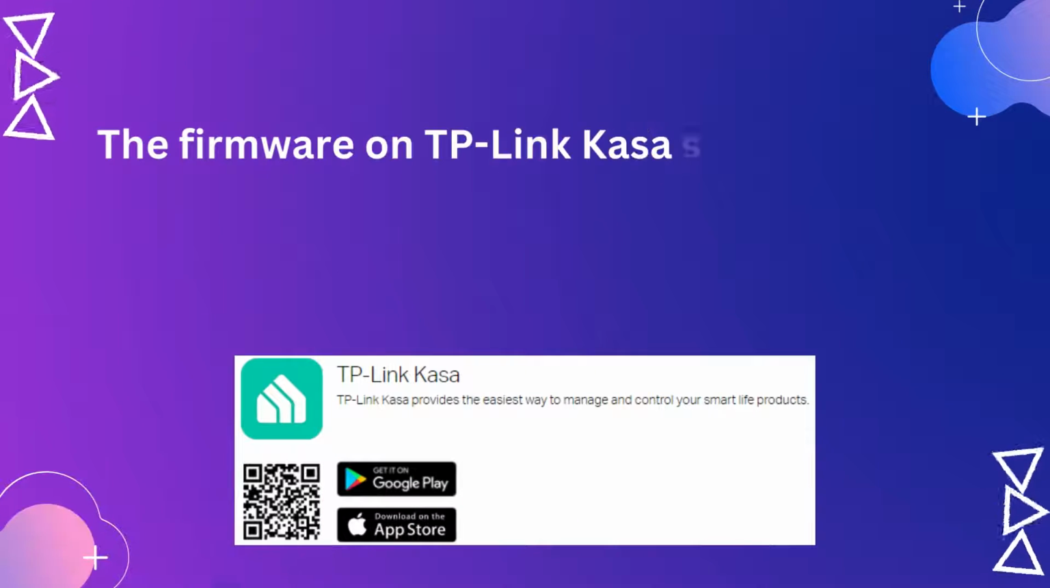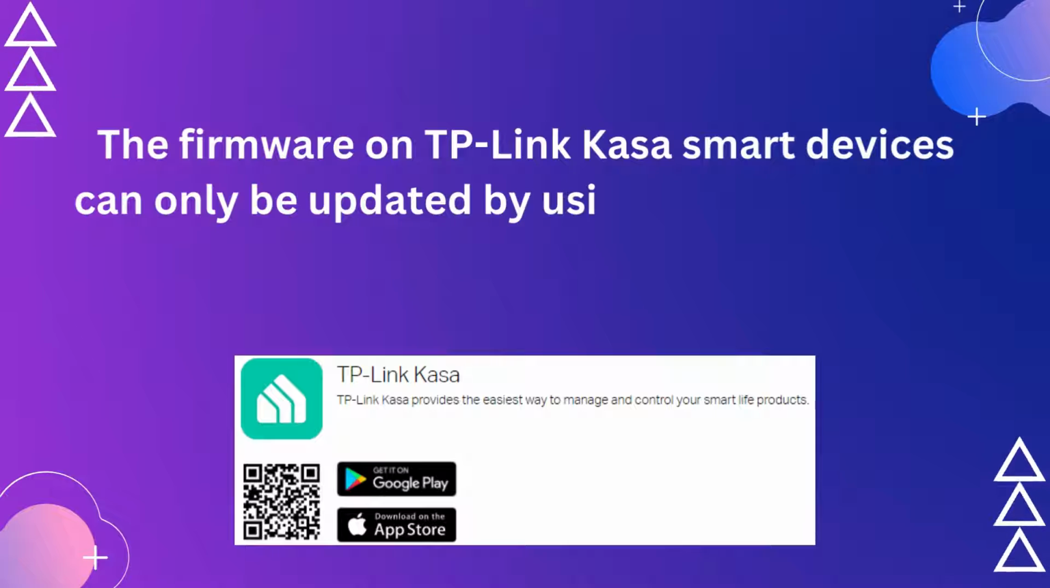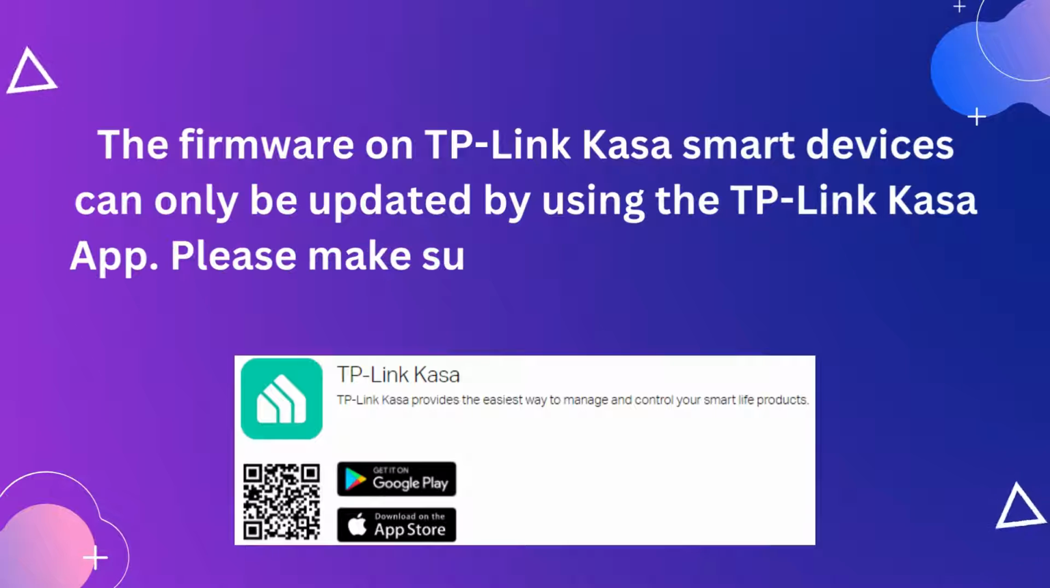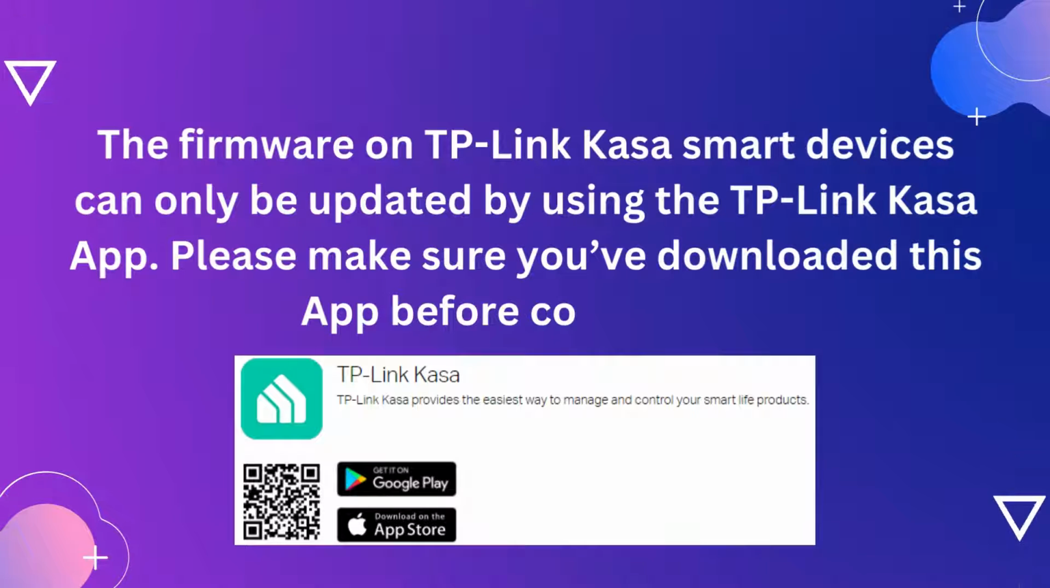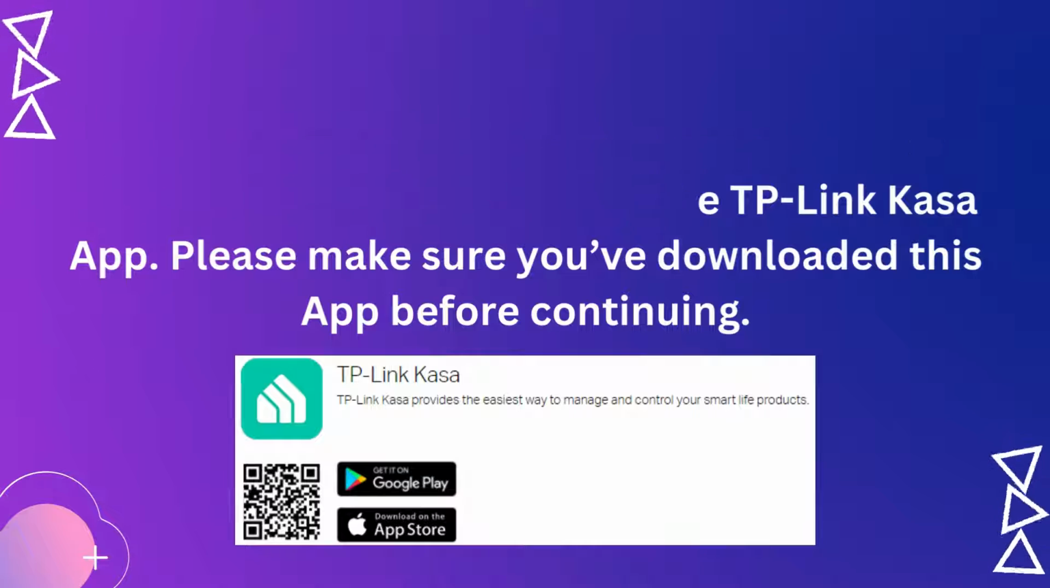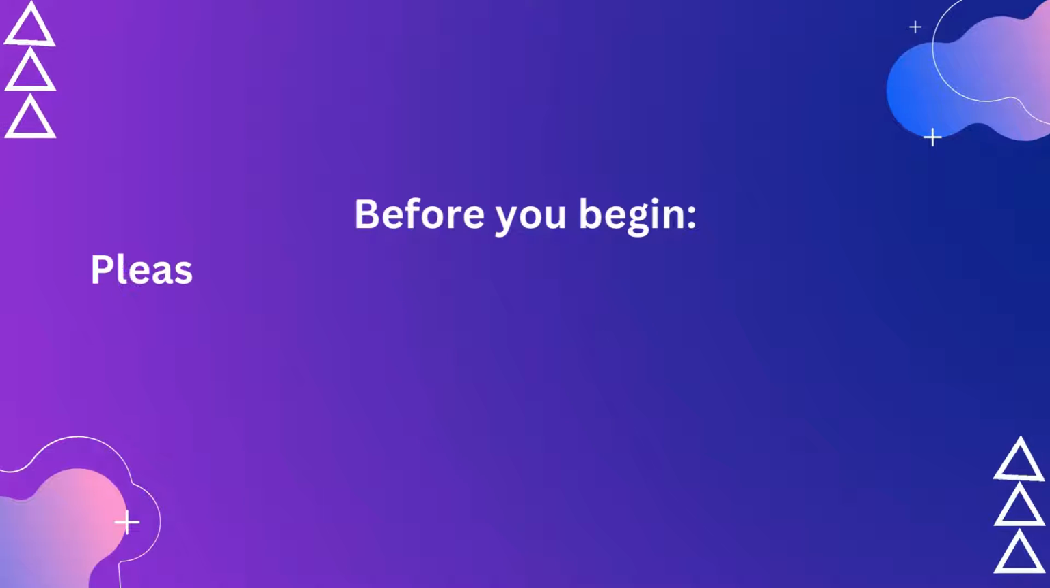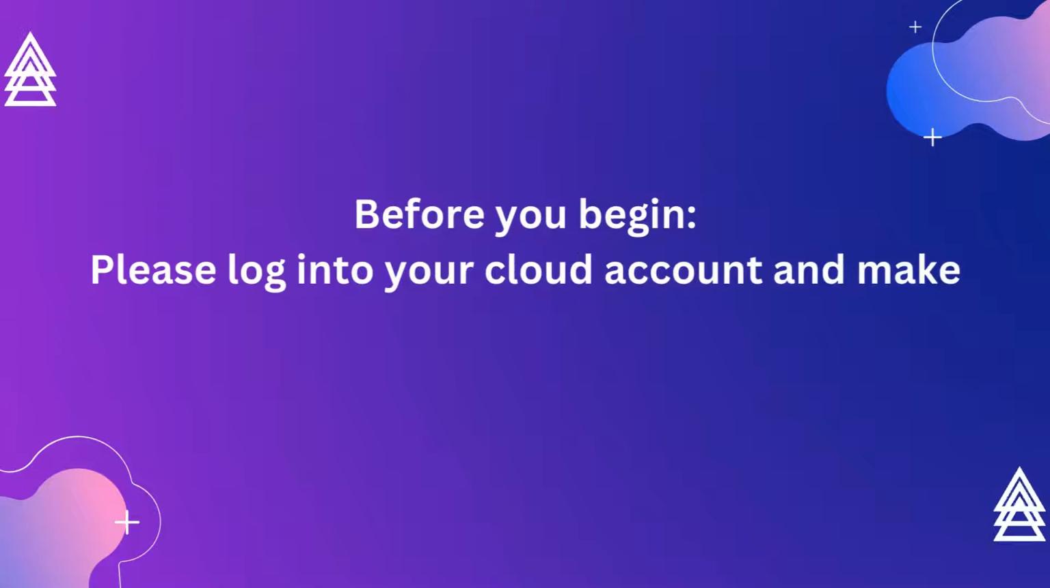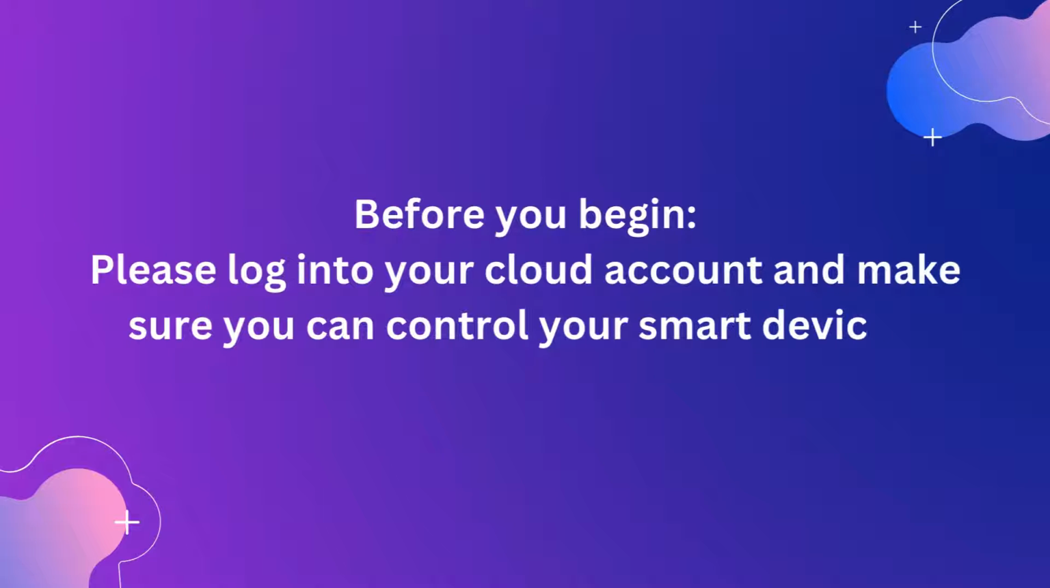The firmware on TP-Link Kasa smart devices can only be updated by using the TP-Link Kasa app. Please make sure you've downloaded this app before continuing. Before you begin, please log into your cloud account and make sure you can control your smart devices.